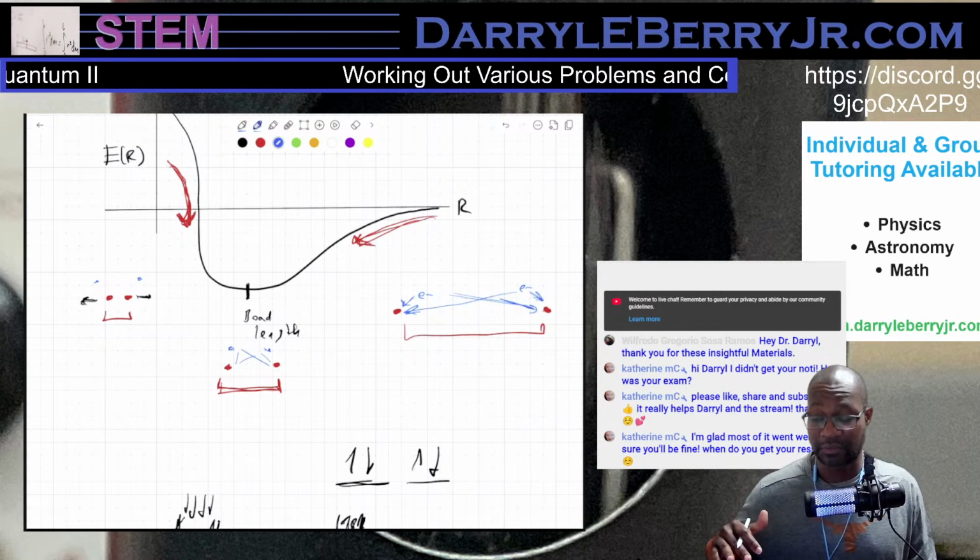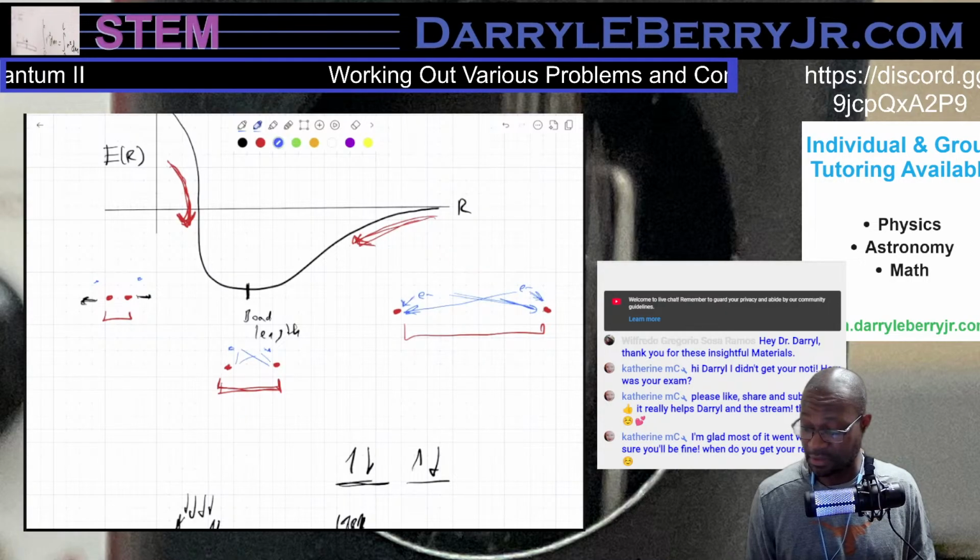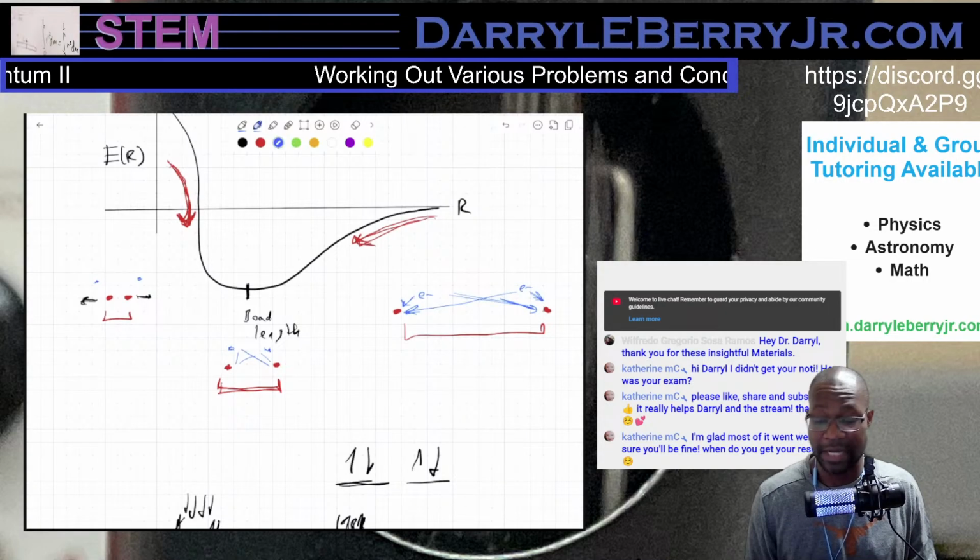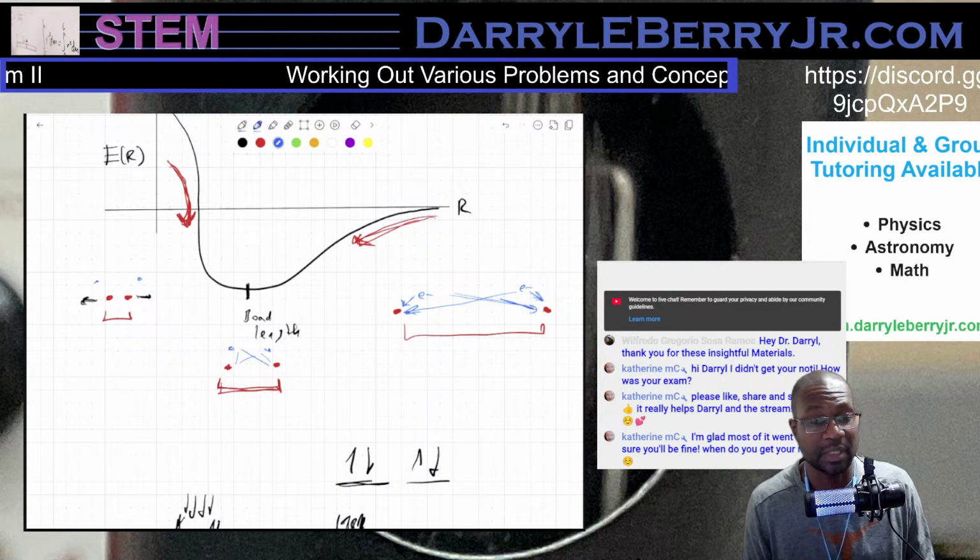So the energy is very low because everybody's nice and calm because everything is copacetic. It's not stressing either way, and that's our bond length. And they wanted us to... What else did he want us to do?